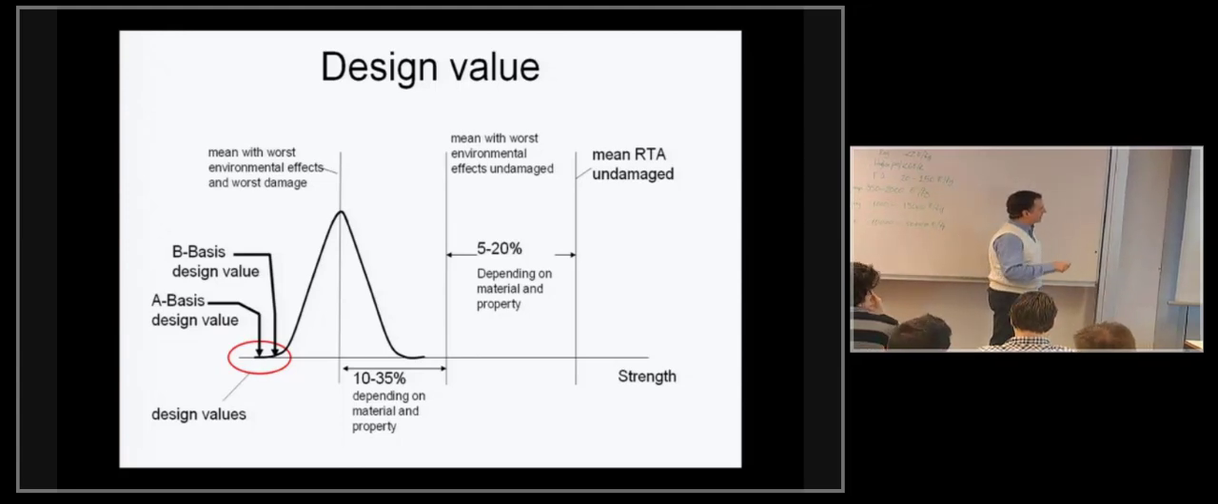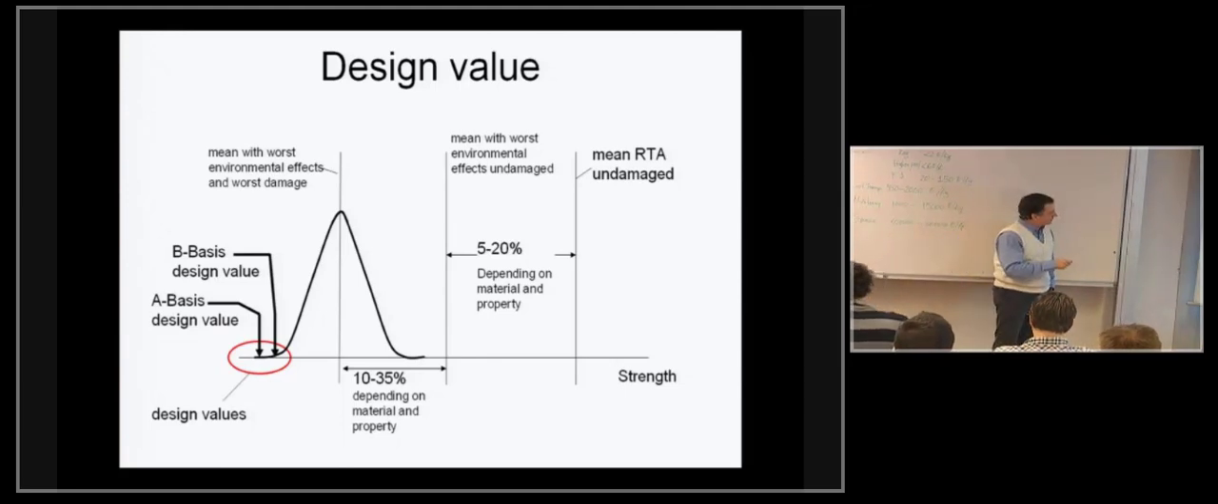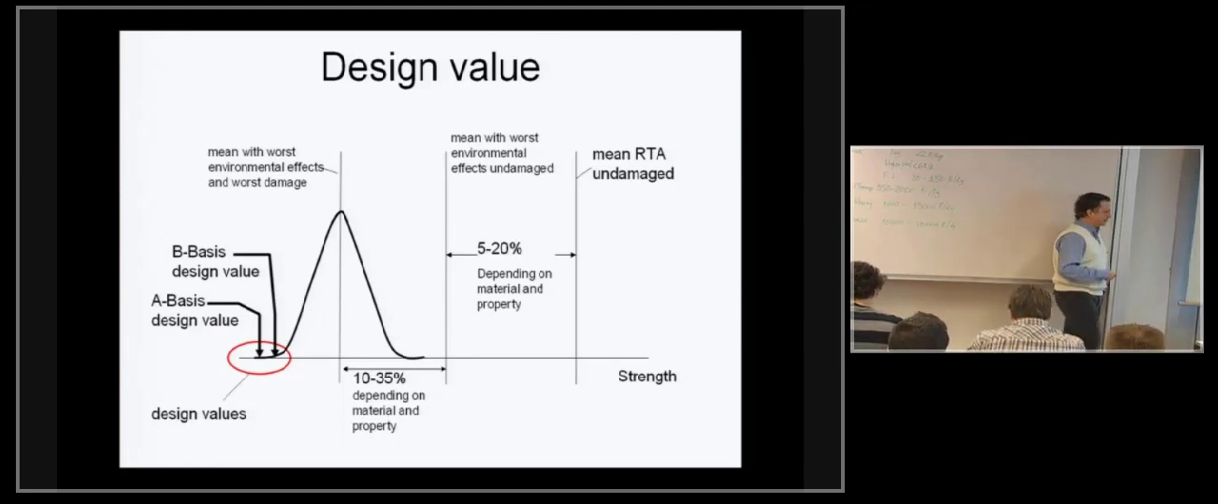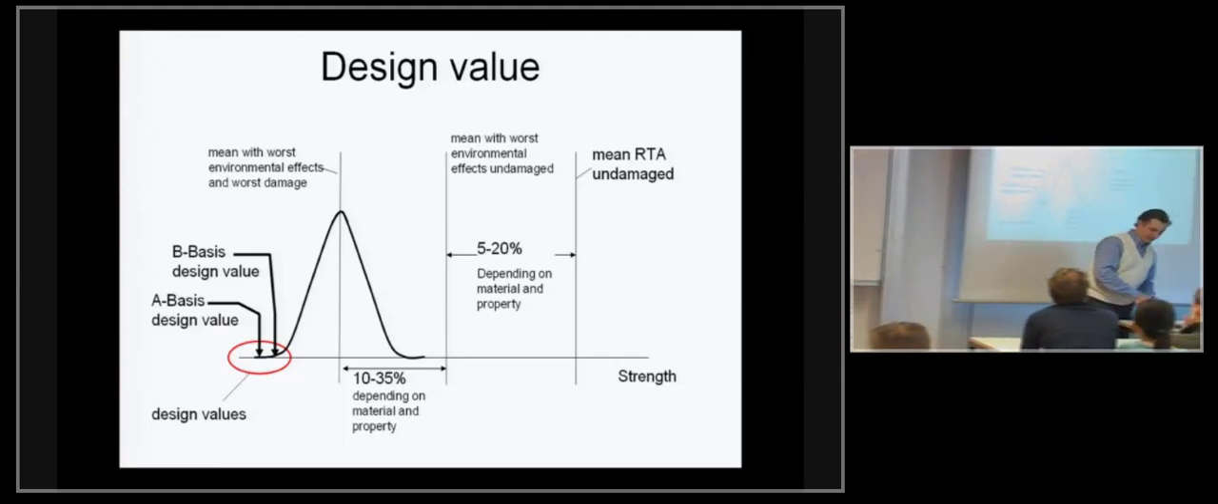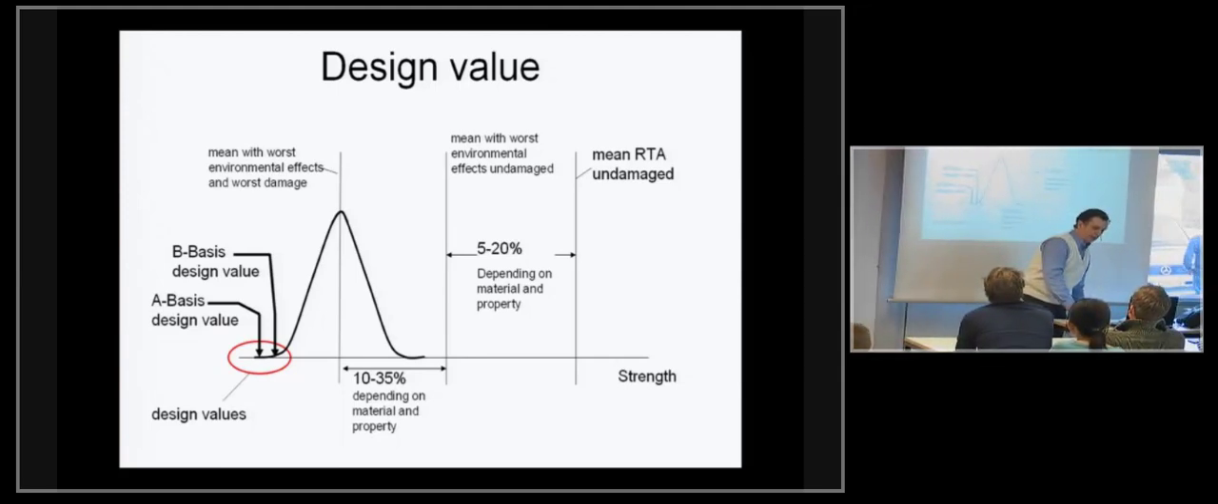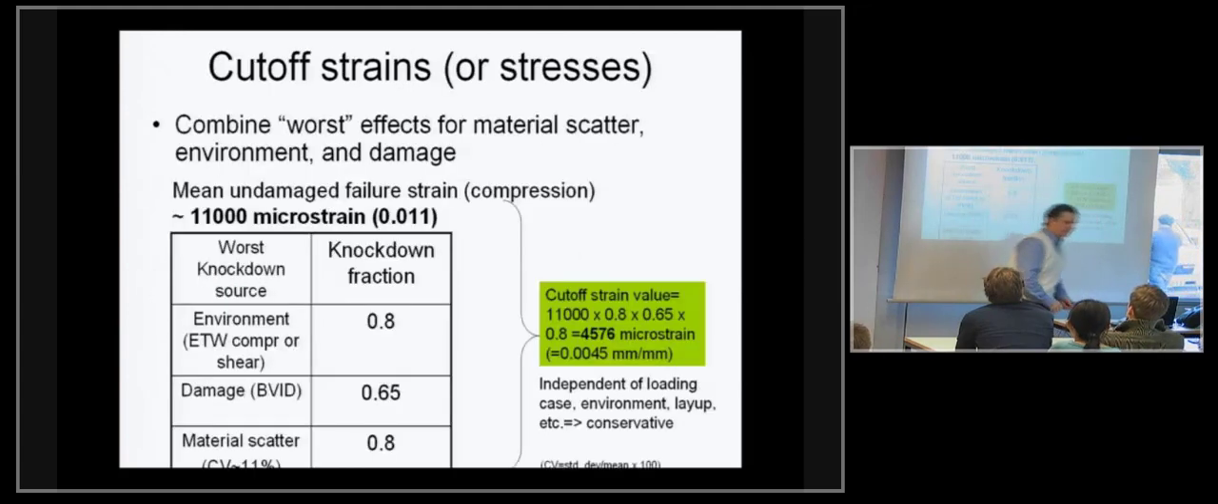And then around that, we have the distribution. We said the material scatter has a certain distribution, and we'll have to go down here to use either the B basis or the A basis design value. So from here to there, materials which compared to steel would be no contest, would be the best materials in the world, all of a sudden become comparable in some respects.